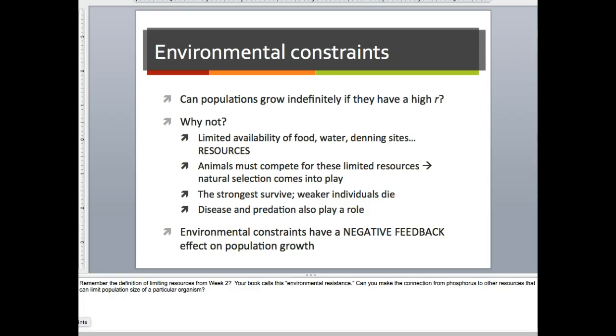Your book also talks a lot about environmental resistance or environmental constraints. These are things that prevent populations from growing indefinitely or exponentially. And these are often things that we would normally think of as limiting resources. So things like water, food, denning sites, if you're an animal that needs to excavate a burrow to have babies. And animals have to compete for these limited resources. So the ones that compete better survive and reproduce better, which is the process of natural selection, right? So the strongest animals survive, weaker individuals die or don't reproduce. And so these environmental constraints or environmental resistance has a negative feedback effect on population growth.